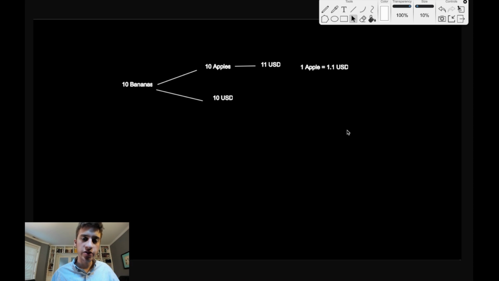So in essence, this is really what triangular arbitrage is doing, but with cryptocurrencies. So let's take a look at what this is actually going to do with actual crypto markets.